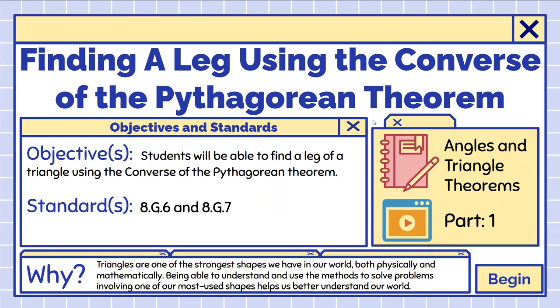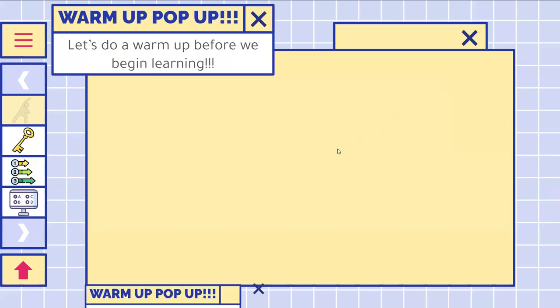The reason we're working so much with angles and triangles is because, as mentioned previously, triangles are one of our most important and used shapes both in our physical world and mathematically, as well as digitally. Being able to know how to better work with triangles and find missing pieces of them helps us better work in the world we live in. Let's begin, first, with our warm-up pop-up.